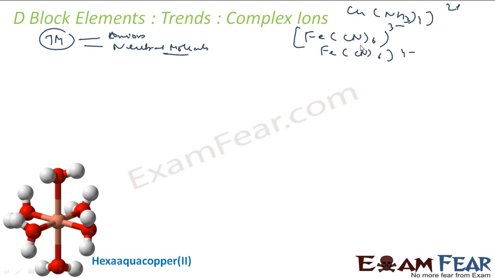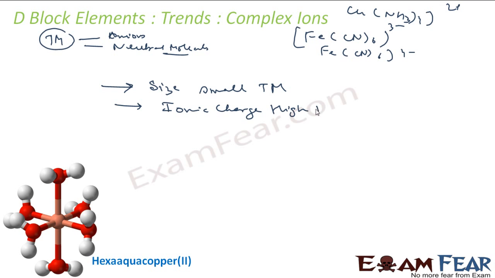Why a large number of compounds? The first reason is size. Size is small for the transition metal. Next, the ionic charge is high for transition metals. And third is the d orbital electrons. We have s and d orbital electrons, more electrons for bonding.